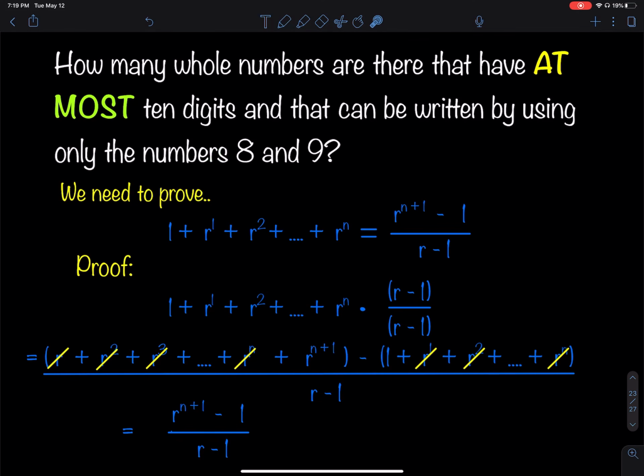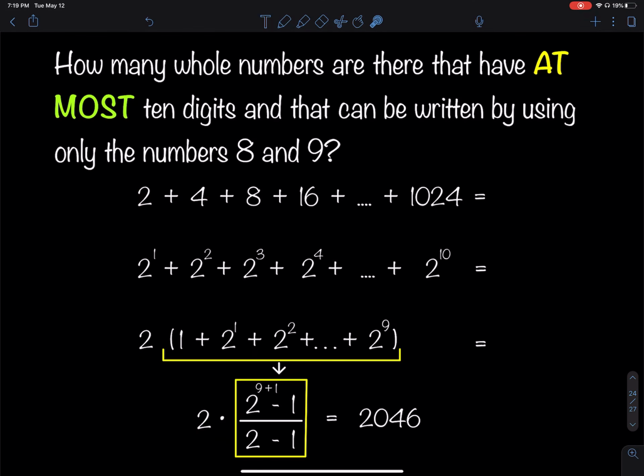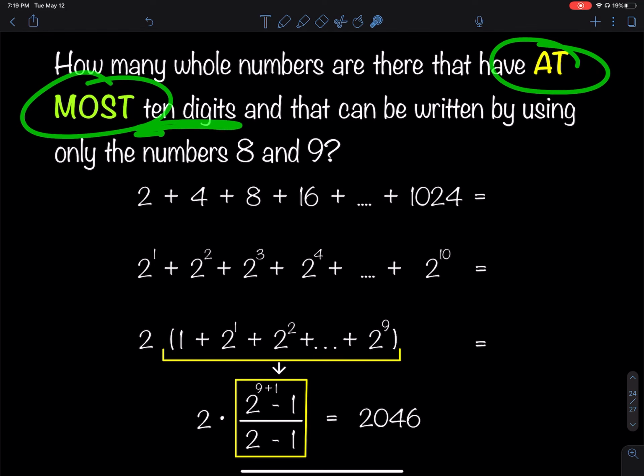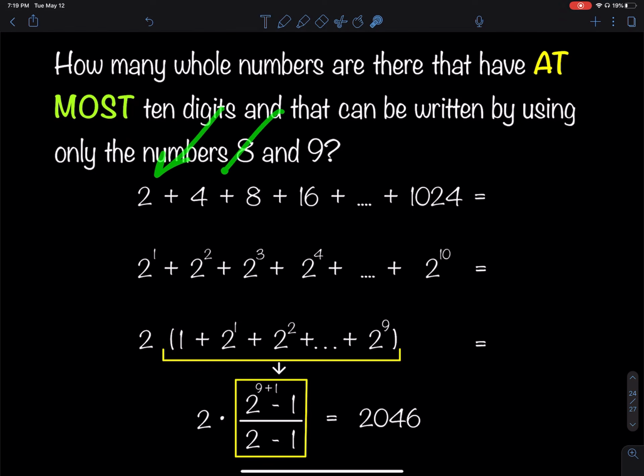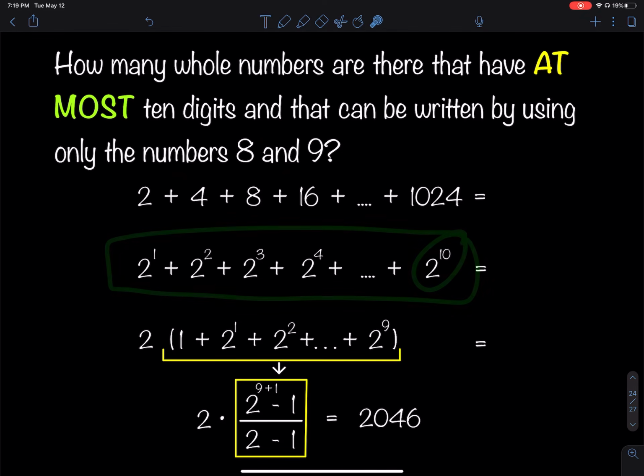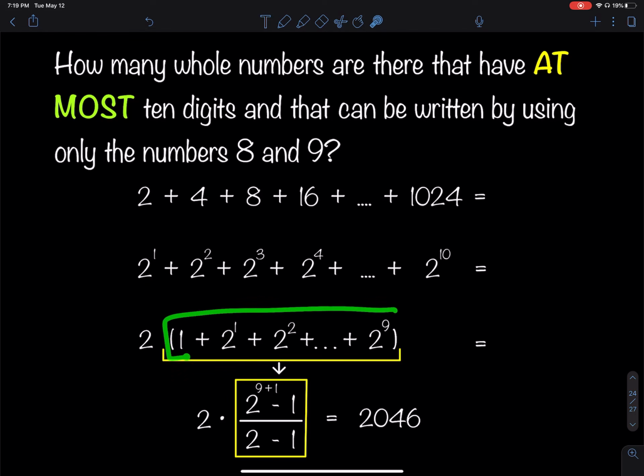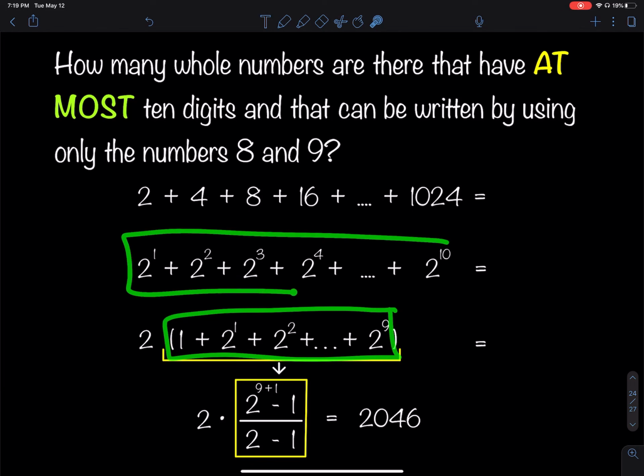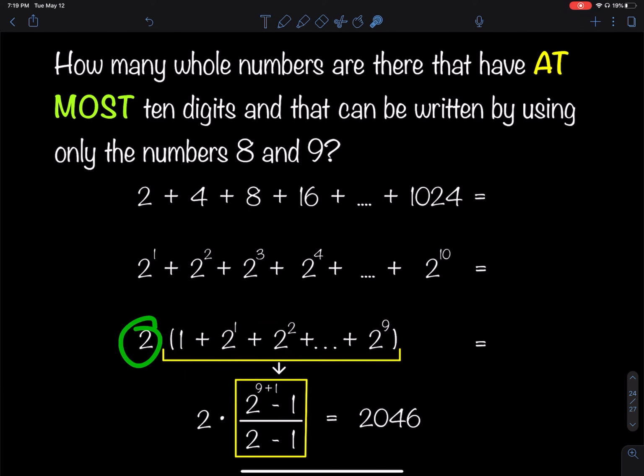Now let's use it to get our final sum to answer our question. Remember our question? How many whole numbers are there that have at most 10 digits and that can be written by using only the numbers 8 and 9? Before we found that it was 2 plus 4 plus 8 plus 16 all the way to 1024, which is really this, ending at 2 to the 10. Now the problem is that this starts at 2, and for our previous formula, we wanted it to start with 1. So all we got to do is take a 2 out of this. We factor a 2 out. And now we see that this thing stops at 9.